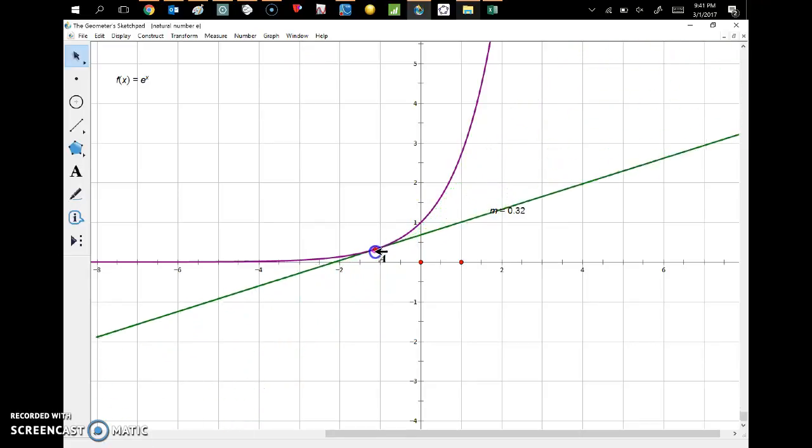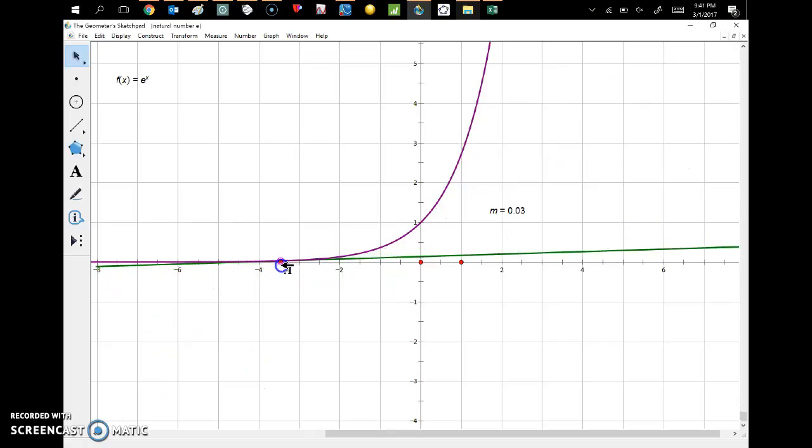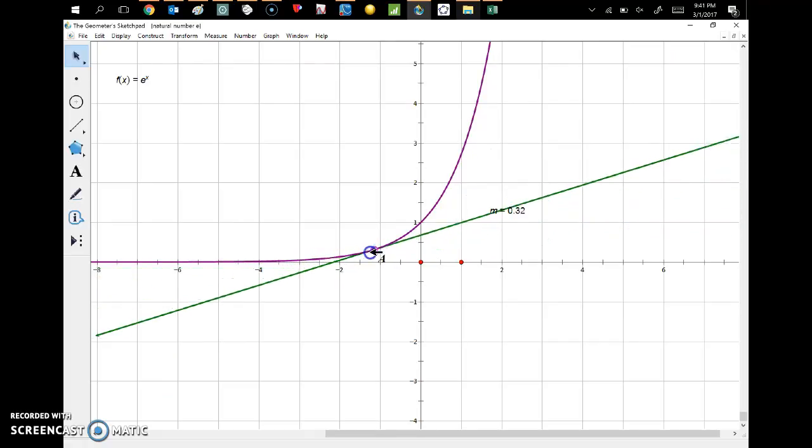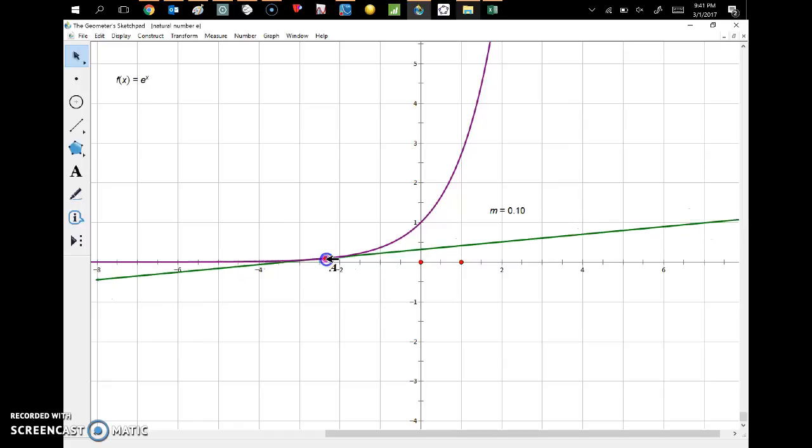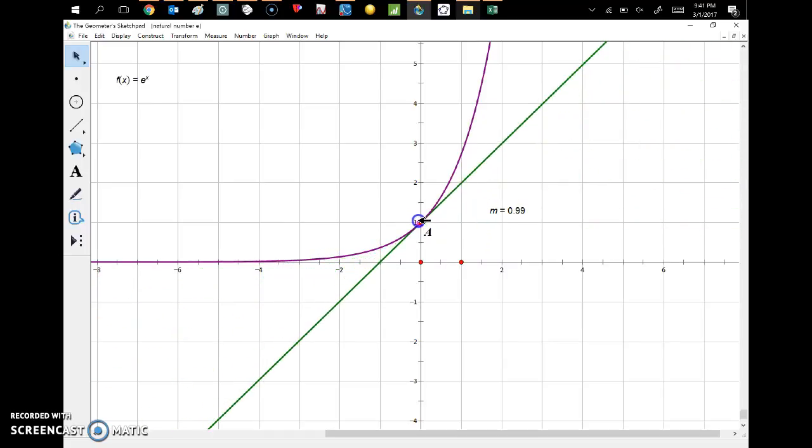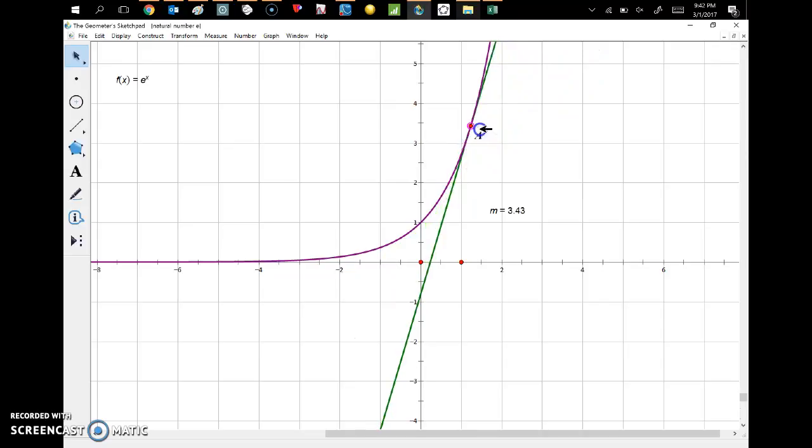So as you can see, as I trace this exponential function in different spots, it changes the slope. Here the slope goes to 0. Here it's equal to 1, and then it kind of increases.